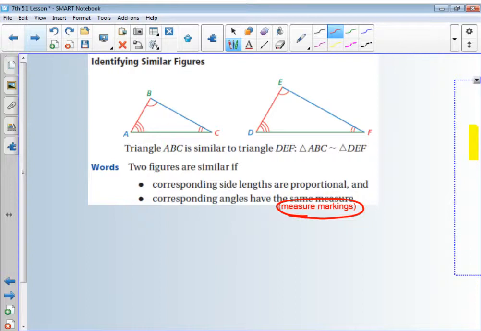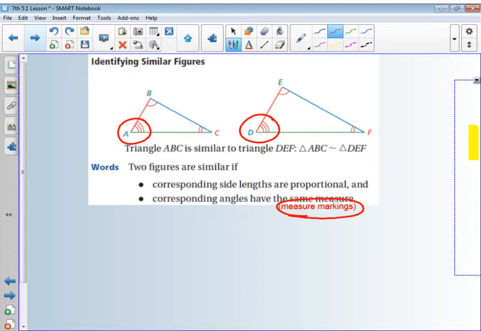If I have 3, that means that A and D are equal to each other. So if I knew that A was 70 degrees, then that means D is also 70 degrees. Those markings are telling us that those are equal to each other or the same measure. So that's one way. They don't always do it that way. Sometimes they give us the degree measures.